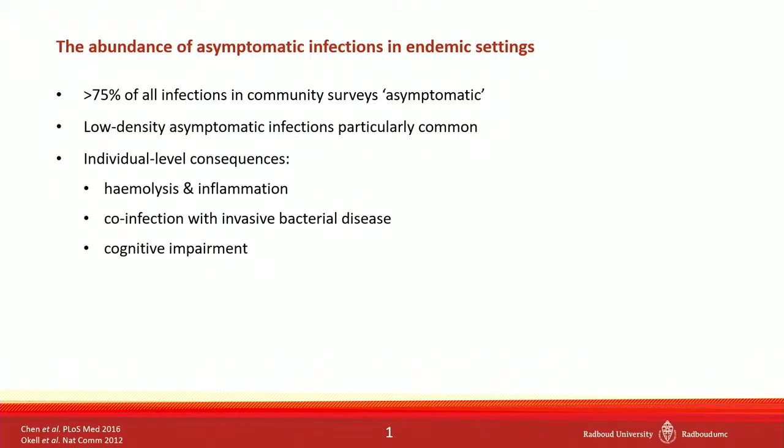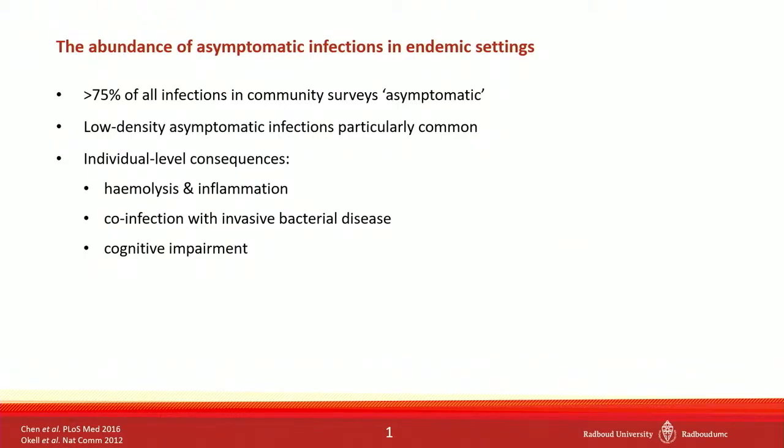And I think there's more and more evidence that there are actually individual consequences of these asymptomatic infections, at least if you talk about microscopy positive asymptomatic infections. So also in our studies in Burkina Faso, we see very clear indications of low-grade hemolysis, inflammation. There are clear indications for salmonella associated with asymptomatic malaria, and there's also indications that school performance is worse in children who have a chronic infection.